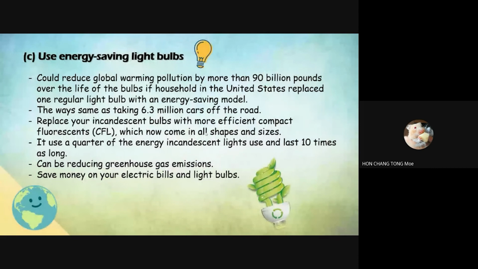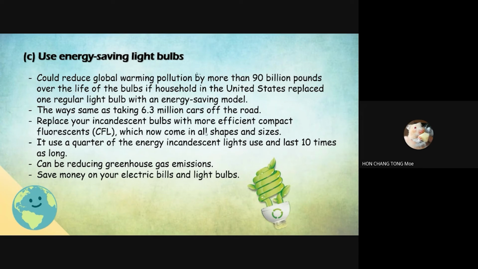And the third point is we can use energy-saving light bulbs. It could reduce global warming pollution by more than 90 billion pounds over the life of the bulbs if households in the United States replace one regular light bulb with an energy-saving model. That is the same as taking 6.3 million cars off the road.